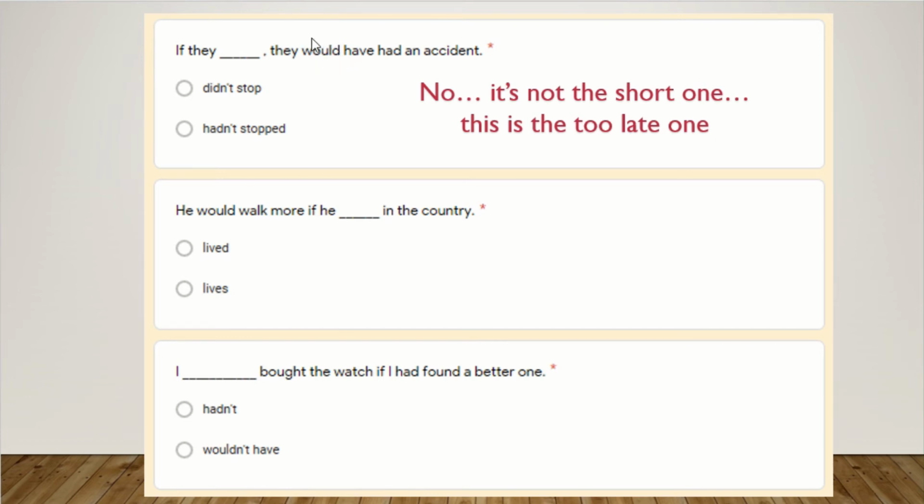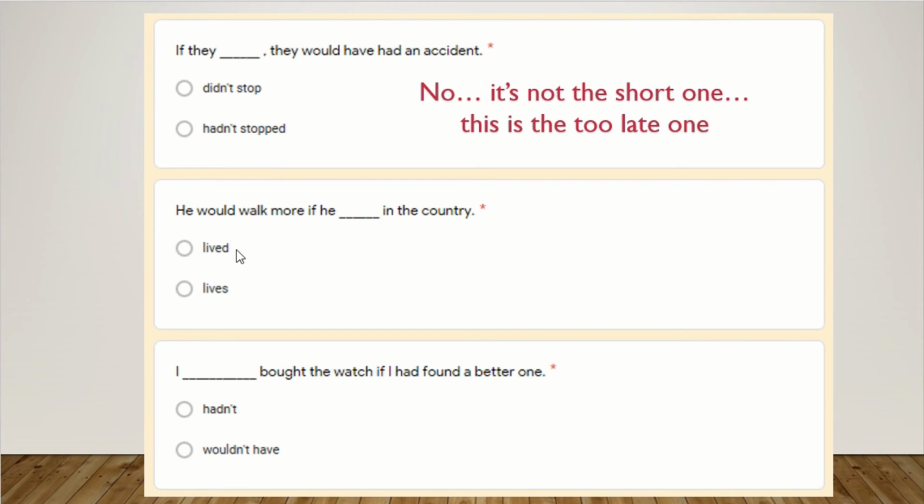Both of them use the would. Okay, but if it's the wish, if it's the simple past, you need would and base form. But what we have here is would have had: would plus present perfect, or have all the time, and a past participle verb. They would have had an accident. Then we say, no, it's not the short one. This is the too late one. Okay, the too late one is the past unreal conditional. So, for this result, I need this if, this condition, all right?